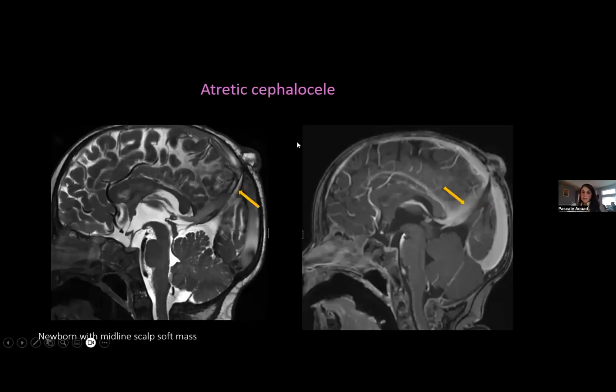And this is an example of an atretic parietal cephalocele in this newborn who had a midline scalp soft tissue mass, which contains a fluid component and some soft tissue component that is enhancing. Note how this is contiguous with a fluid-filled tract with the intracranial component, and note the associated persistent falcine vein instead of a straight sinus.